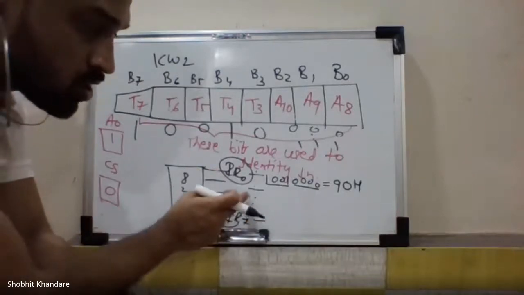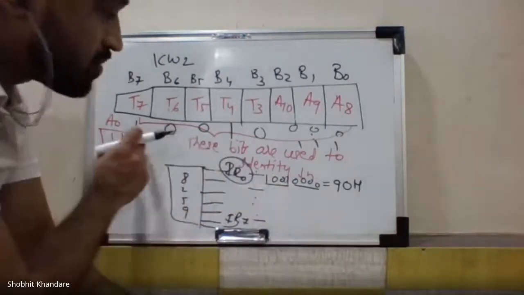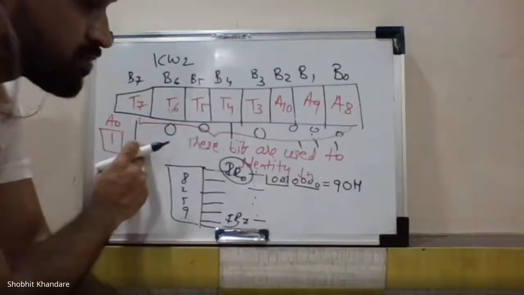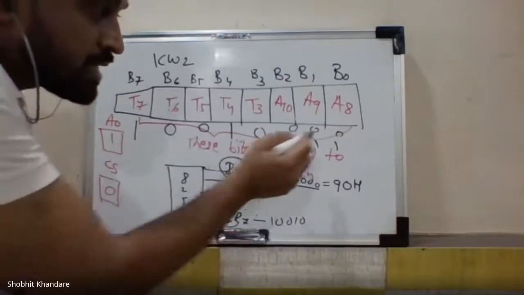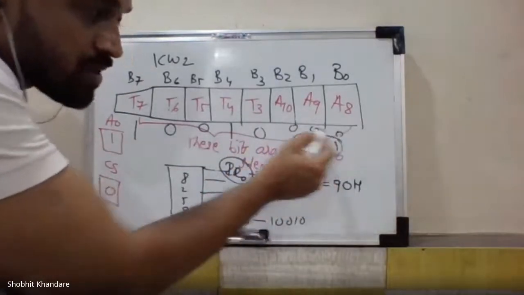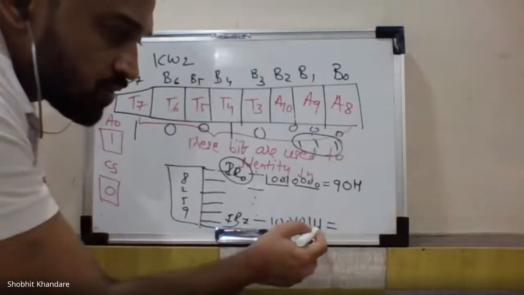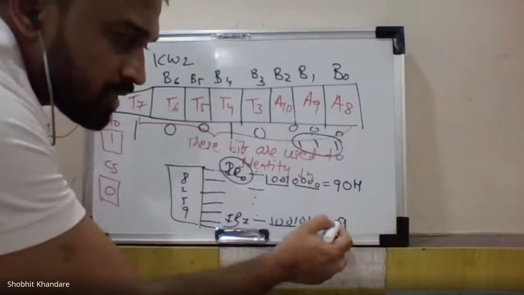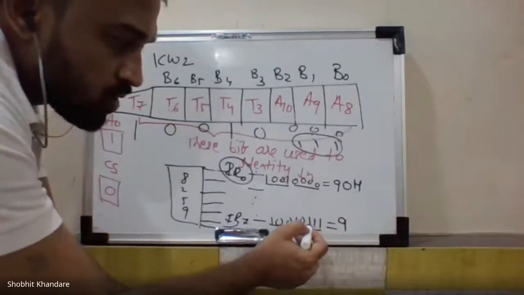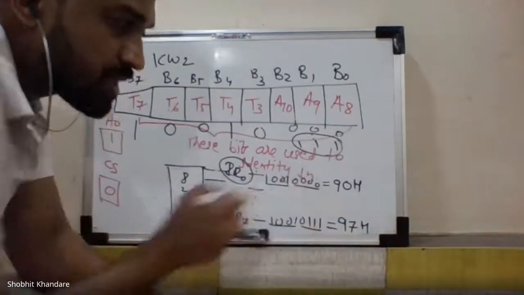Similarly, up to IR7, programmable bits will be the same. So it is 10010, and these 3 bits will be 111. So when you club these 4 bits, this will be 9, and this will be 1, 2, 4, which is 7. So 97H.